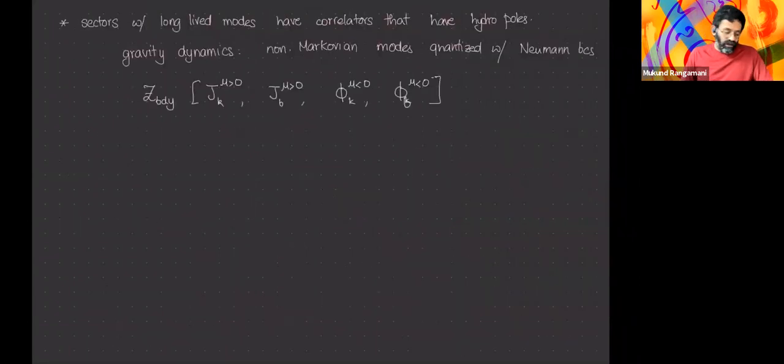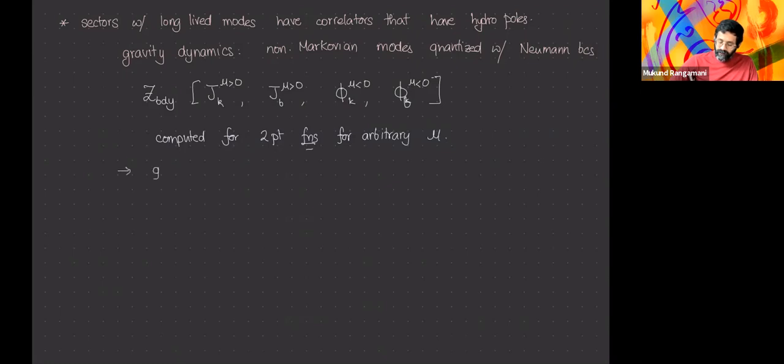Okay. I'm sorry for having gone over time, but let me give you the punchlines of what this is. So this has been computed for 2-point functions for arbitrary m. And in particular gives you the dynamics of charge diffusion and momentum diffusion for a neutral black hole. As expected, you get the correct answers, you get the correct dispersion relations, you get everything.